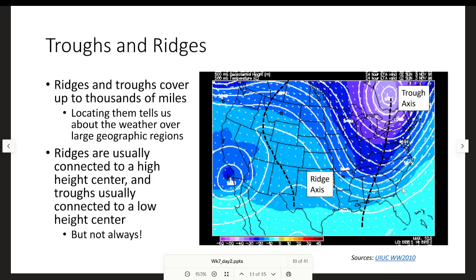So, with this low pressure here, you can see this trough area right here. You can imagine that in this area you're going to get a lot of storms. While over here where you have this ridge, you're not going to see much dramatic weather. It's just going to be clear skies.